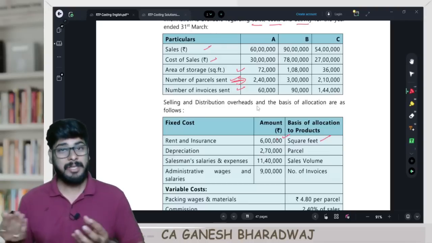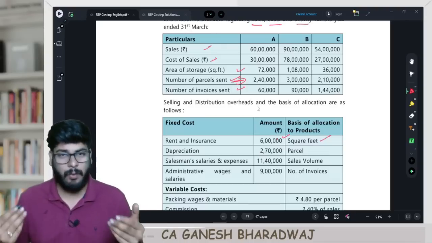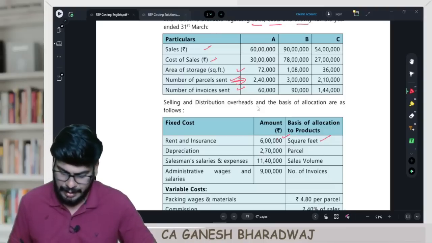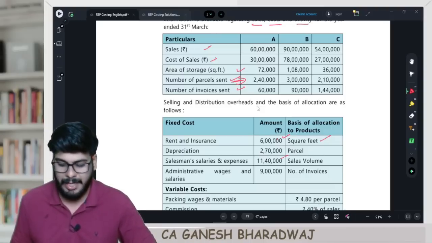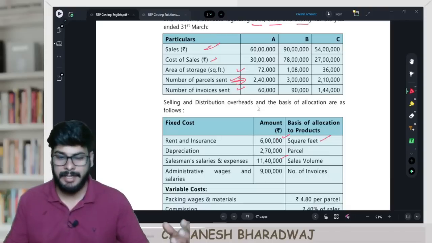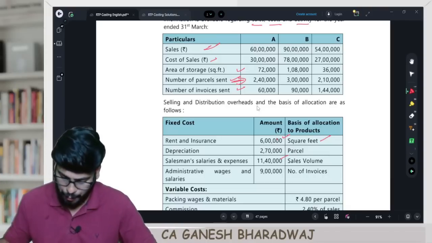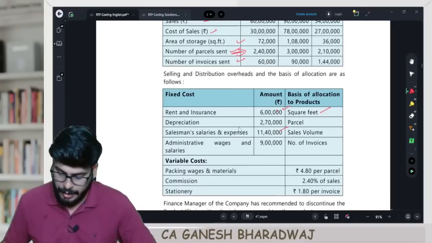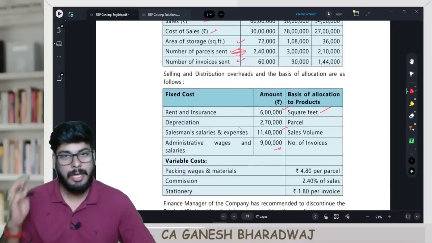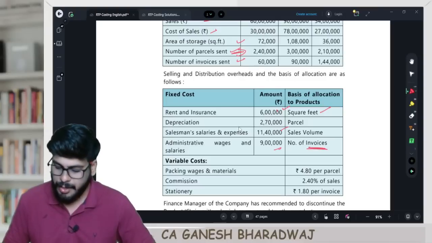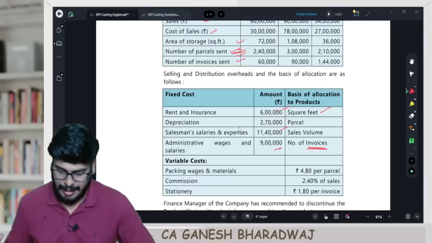So why is the depreciation on the basis of parcels? Now it is given in the question. We are just doing it like that, as simple as that. Next, salesman's salary and expenses, 11,40,000 on the basis of sales volume. So sales here is given in figures. So 60 is to 90 is to 54. That should be the basis of apportionment. And then admin wages and salaries, 9 lakh rupees in total. And to apportion it between the products, we are going to use number of invoices as the basis.